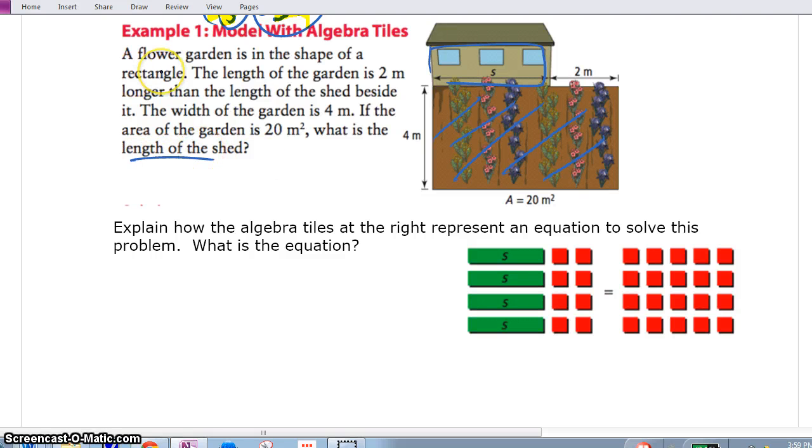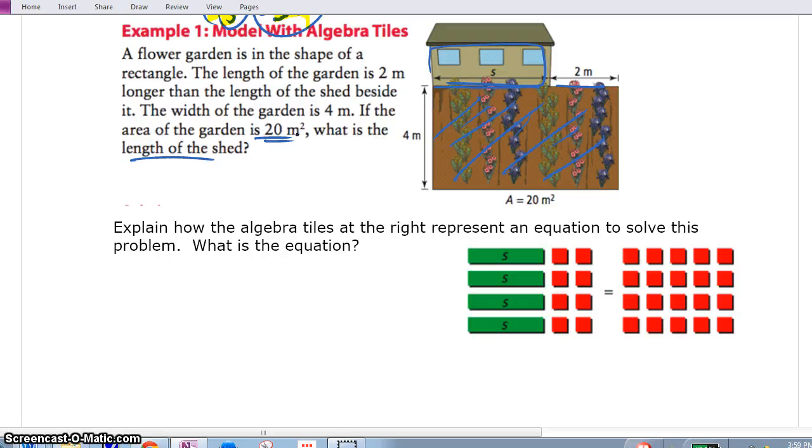It says the flower garden's in the shape of a rectangle. You see it there. The length of the garden is 2 meters longer than the shed. So there's your shed, and there's that extra 2 meters. The width of the garden is 4 meters. If the area is 20 meters, what is the length of the shed? So now we're solving for the length of the shed.